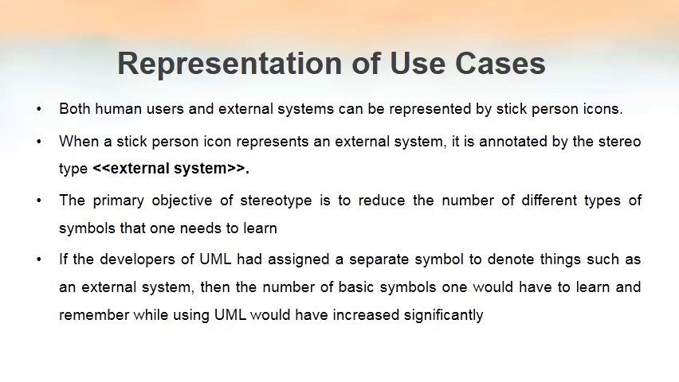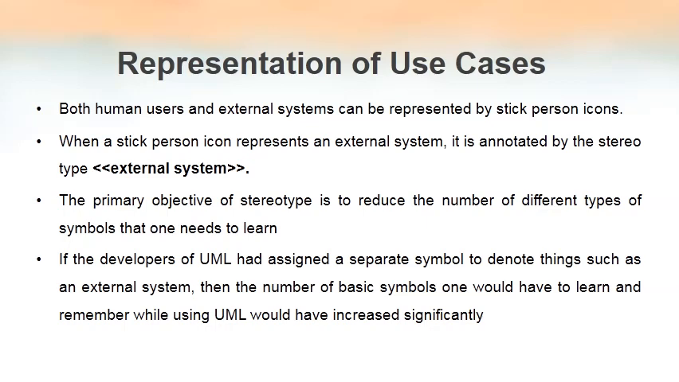So if some part of the system is using a part of another system, in order to represent that it is not a human being, we'll be using a stereotype. Stereotype means to indicate, to provide some additional information. So if it is a system that is acting as an actor, then we represent that with double angle brackets and write external system, indicating that it is not a human being, it is actually an external system that is going to communicate with the use case.